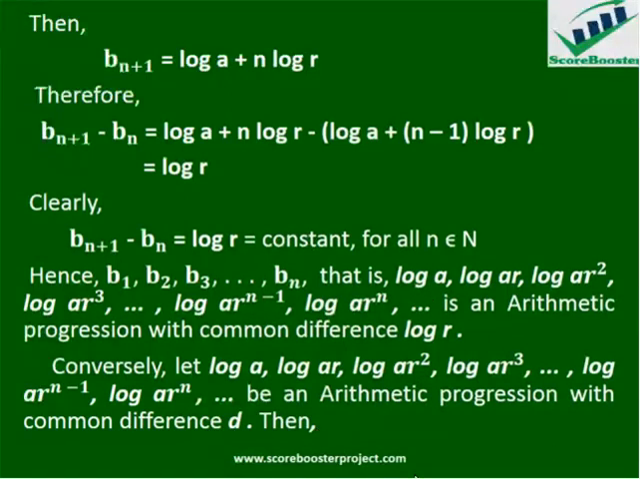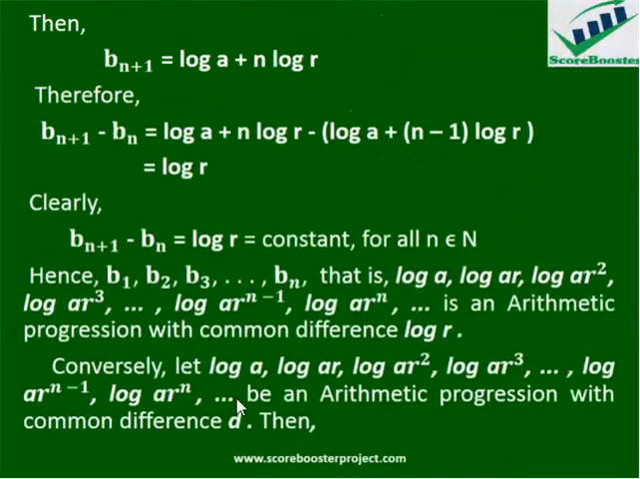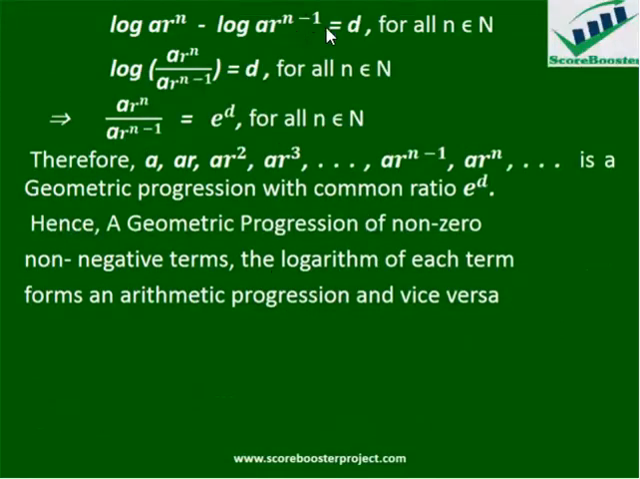Then to get the common difference of an arithmetic progression, it will be subtracting the (n minus 1)th term from the nth term. That is, we have log ar raised to power n minus log ar raised to power n minus 1, which is the common difference. We know that they are terms of an arithmetic progression, so they have a common difference. So according to the rule of logarithm, log a minus log b is the same thing as writing log a over b. So log ar^n minus log ar^(n-1) is the same as writing log of ar^n divided by ar^(n-1).